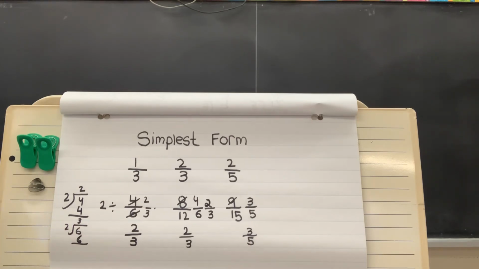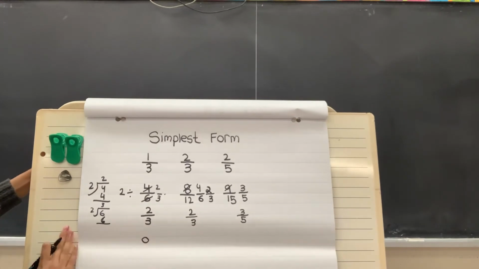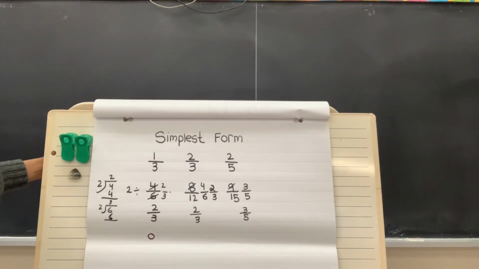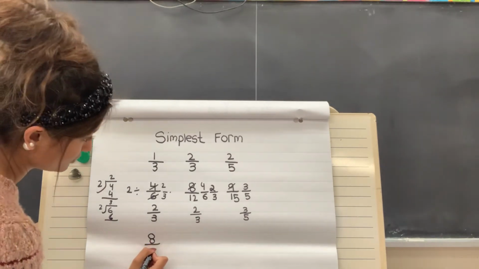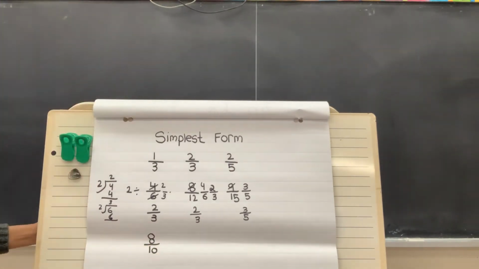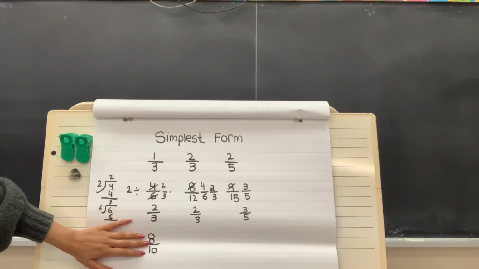Now, let us look at another example. Okay? I'll move this a bit back. I hope you can all see. 8 over 10. We know that both these numbers are even.